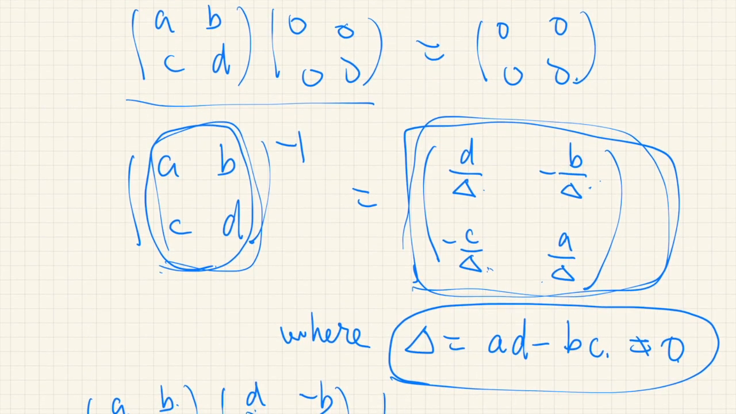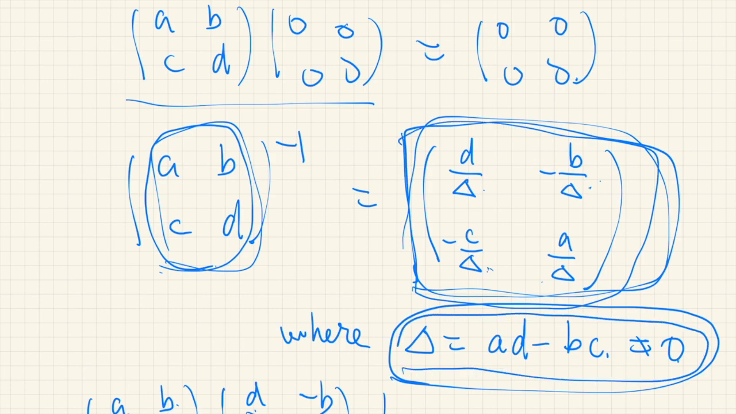So for 2 by 2 matrices, we can explicitly find the inverse as long as this delta, AD minus BC, is non-zero. In other words, if this is equal to 0, then we cannot define the inverse matrix. Right? So that happens even when not all of A, B, C, D are 0. Even if the elements are non-zero, the inverse matrices may not exist.